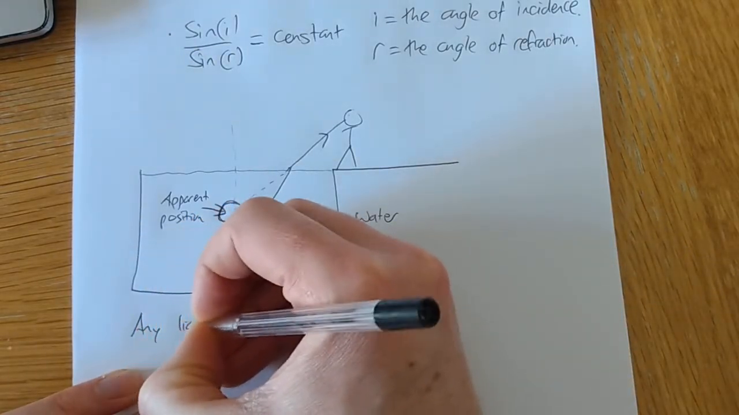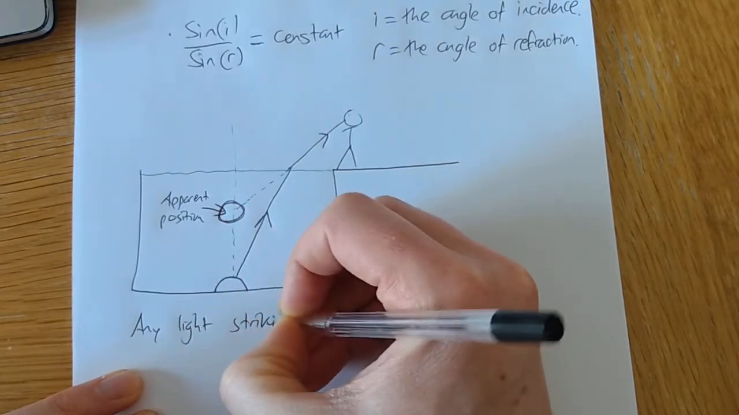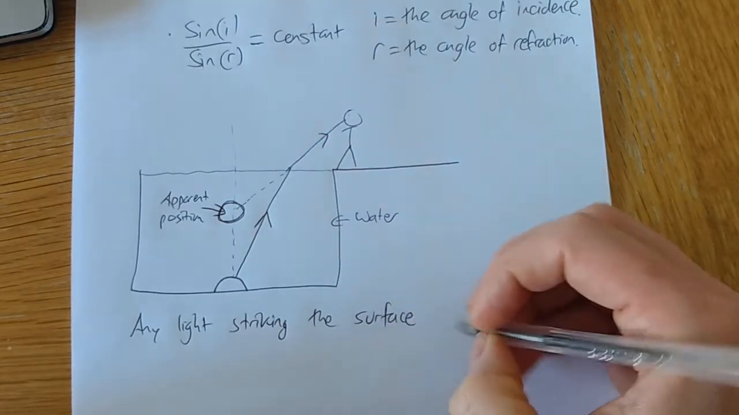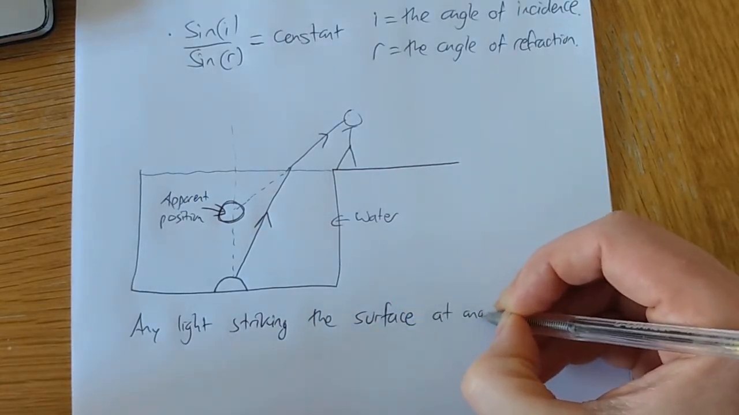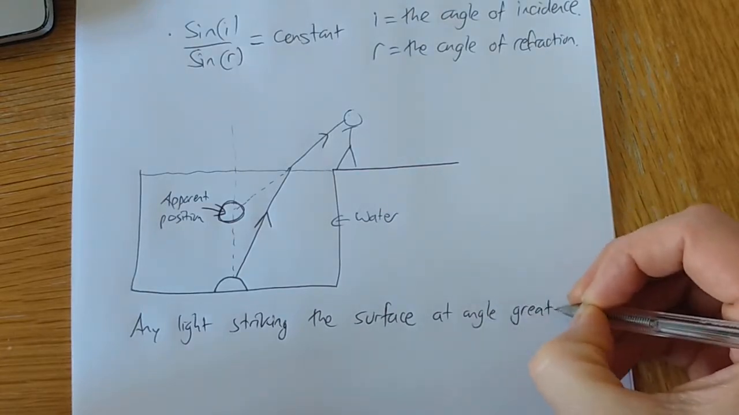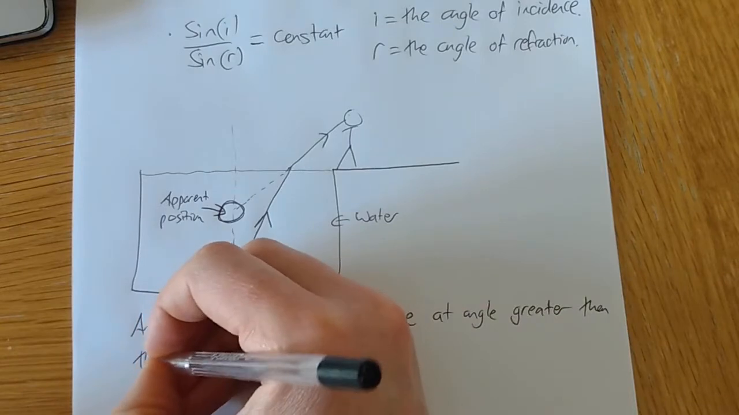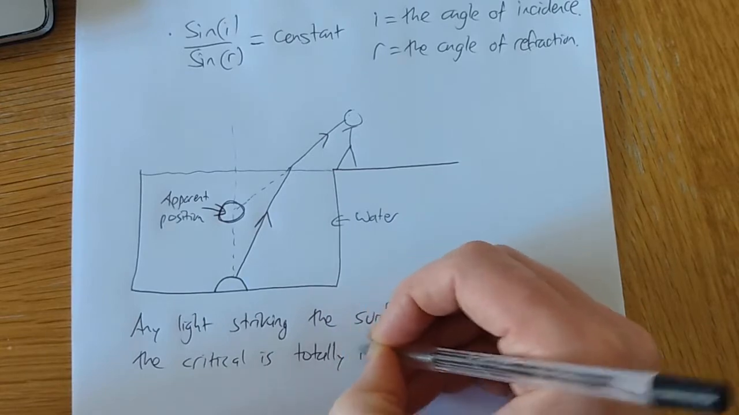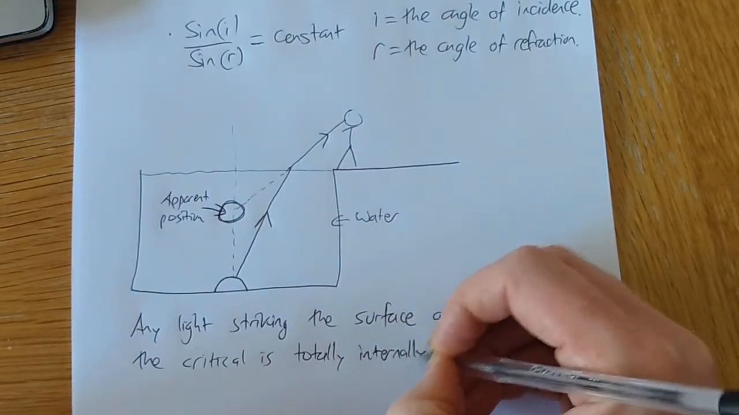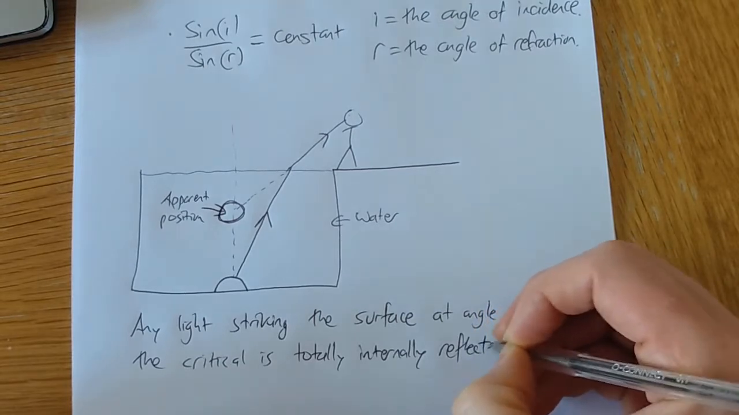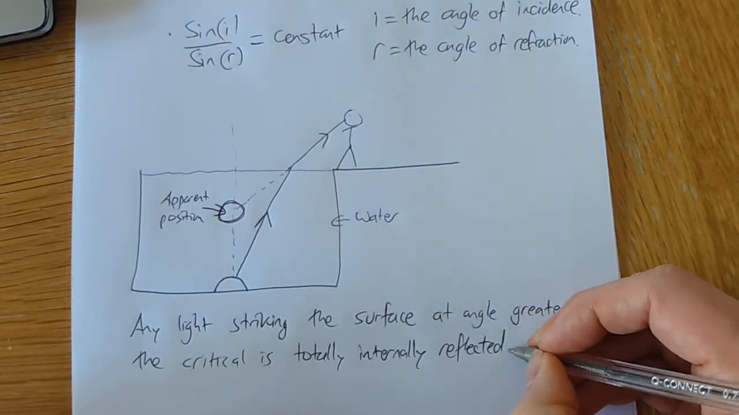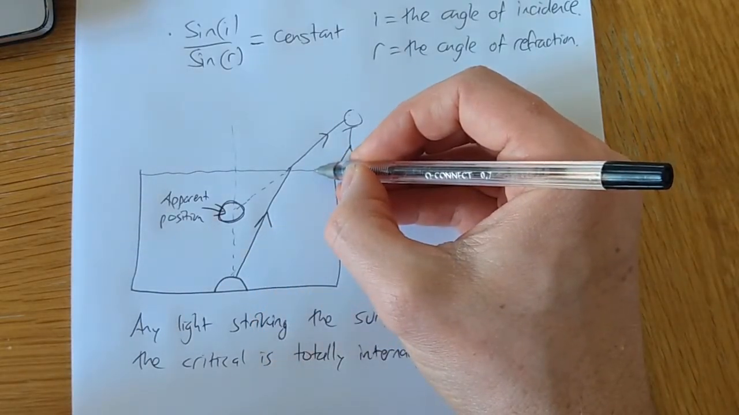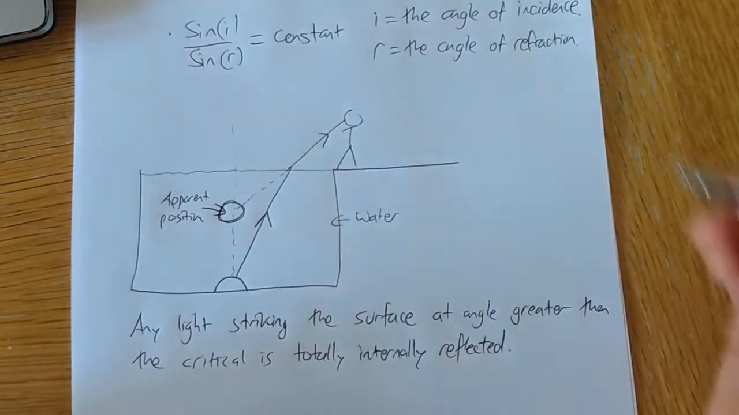Any light striking the surface at an angle greater than the critical angle is totally internally reflected. I should have probably just said undergoes total internal reflection. So this is the idea that if it's over here, it passes some critical angle and then bounces back down, or anything beyond this point.